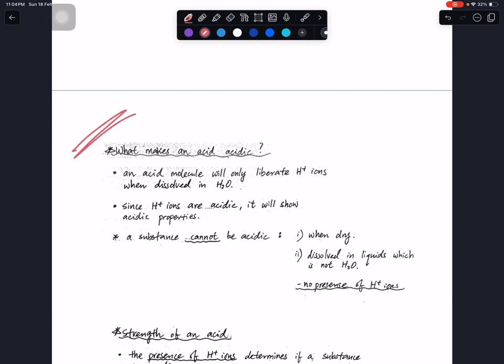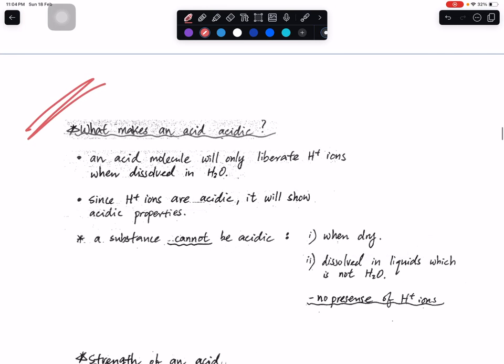Next, now that we have learned about your pH and the 3 basic acidic reactions, let's talk a little bit more about acids. Have you ever wondered what makes an acid acidic? Let's take a look at the first statement here: acid molecules will only liberate H+ ions when they are dissolved in water.